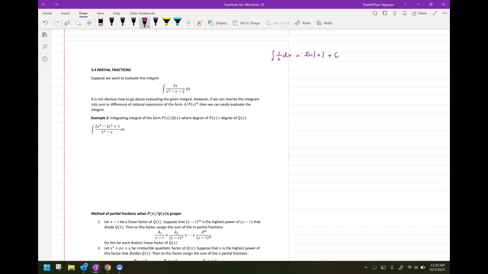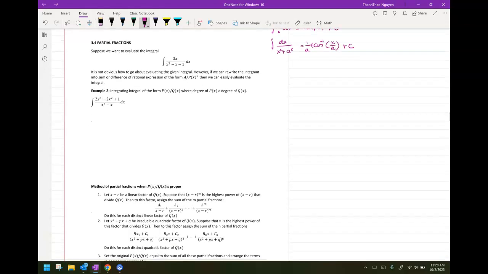So these are the types that we can do, or we can have the type where we have dx over x squared plus a squared, and this is the inverse tangent. Okay, so we want to rewrite the integrand into something that we know how to integrate.